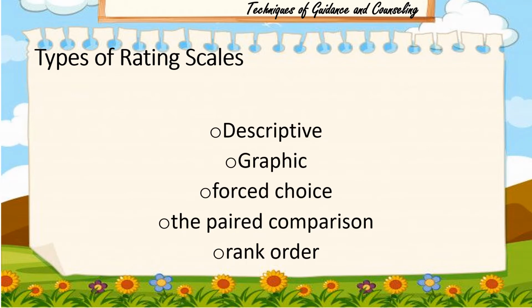There are types of rating scales. The first one is descriptive. The second one is graphic. The third one is forced choice. The fourth one is the paired comparison. And the last one is the rank order.